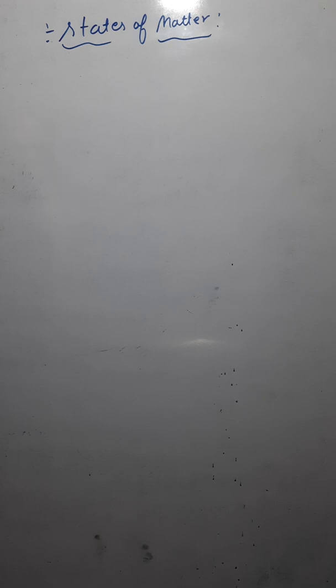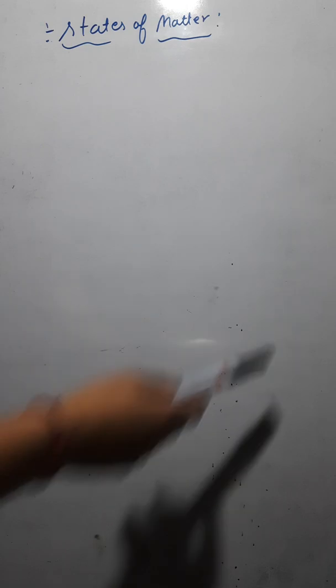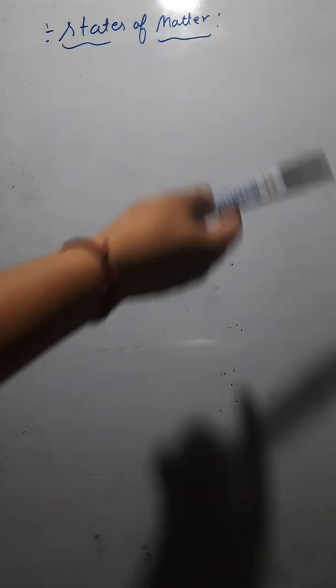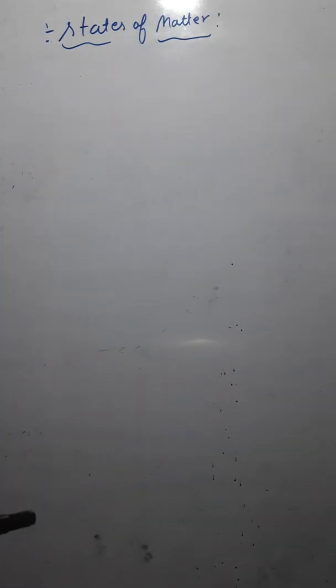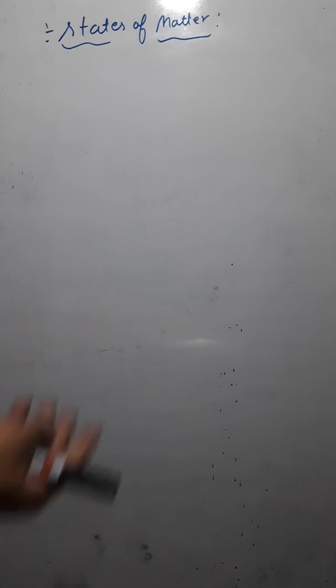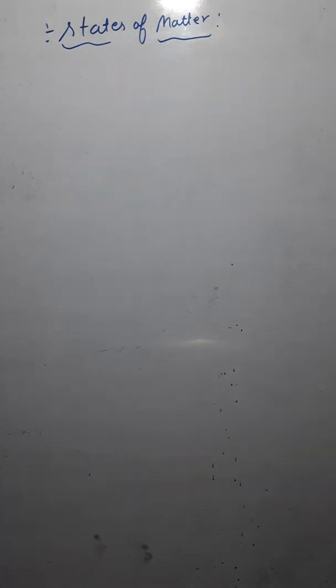If you observe the objects around yourself, you would find a marker, a whiteboard, some trees, stones, and so on. You can see water also, and gas also. So these things are available around you.